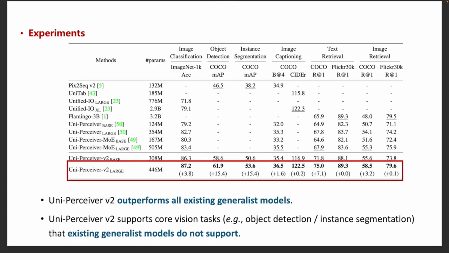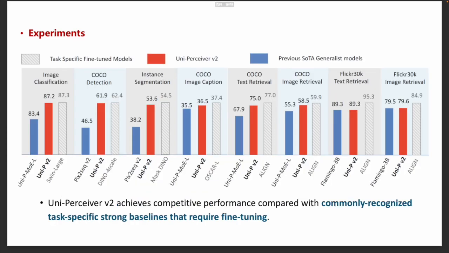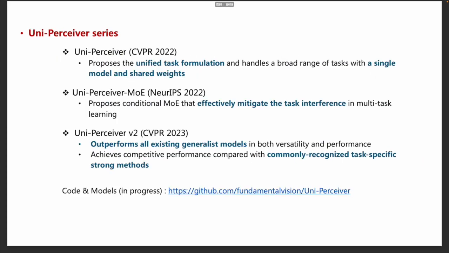Here we compare Uni-Perceiver-V2 with existing generalist models on a range of tasks. Uni-Perceiver-V2 not only outperforms all existing generalist models in performance, but also supports core vision tasks such as object detection and instance segmentation that existing generalist models do not support. Compared with commonly recognized task-specific strong baselines that require fine-tuning, Uni-Perceiver-V2 also achieves competitive performance.